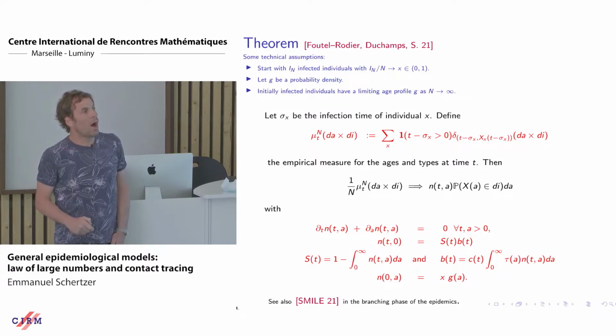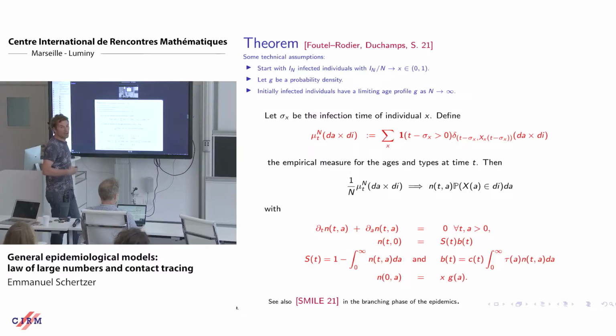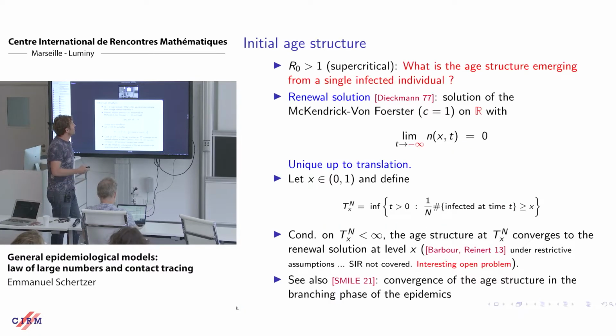Okay, so now how do you choose the parameters of the epidemics? First of all, the first thing I would like to talk about is the initial condition, the age structure at the reference time t equals 0. Just a few words about it. The natural way of choosing the initial condition is to assume that at time t equals 0, you started with a single infected individual, and assuming that you have a supercritical infection, then you have explosion of the number of infected.